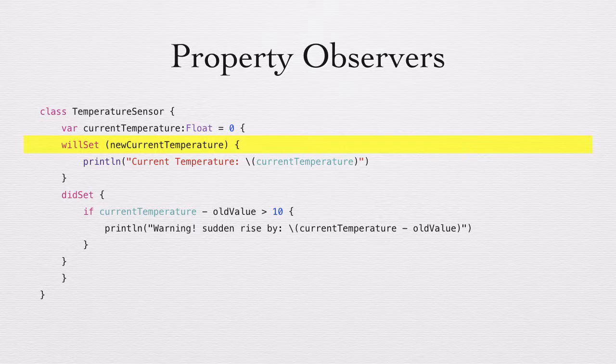Whenever the value of this variable changes, the runtime will call the willSet method. The method receives a parameter with a value set to the new value that it is about to be copied into our currentTemperature variable.